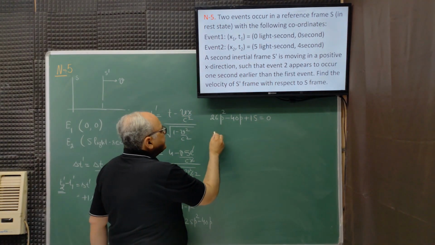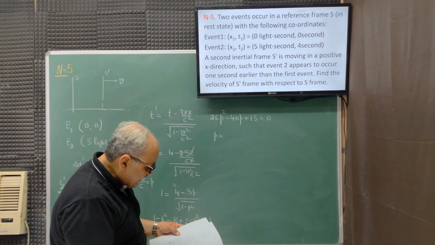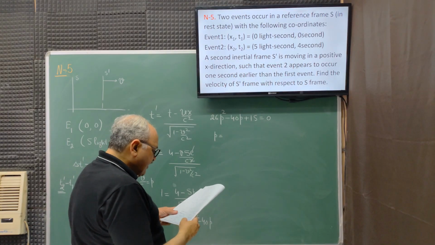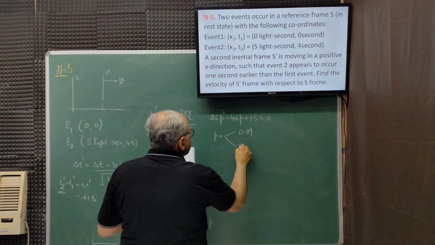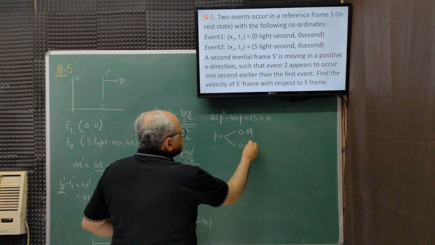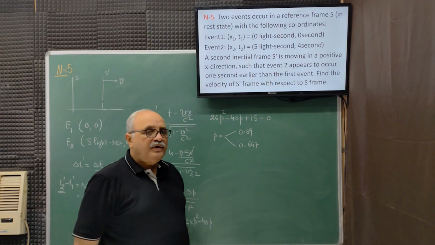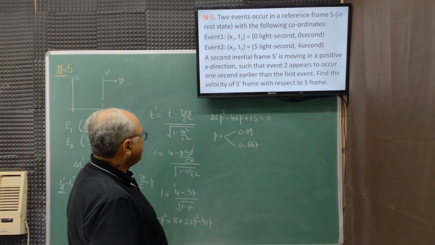We can solve it using the discriminant method, and you will find there are two values of p. One is 0.89 and the other is 0.647. Both are positive, so both can be candidates for the correct answer, but we have to check one thing.